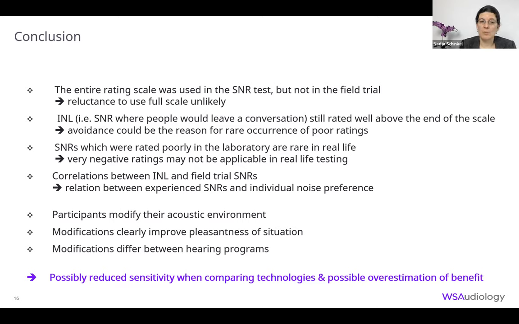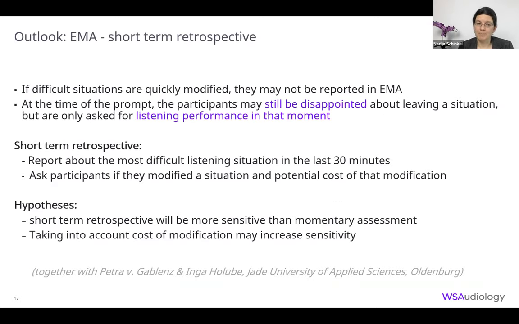And we have seen correlations between the unacceptable noise level and the SNR experienced in real life. So there is some kind of relation, but we don't know whether that's really confirming our hypothesis or whether it's the other way around. We have seen that participants modify the acoustic environment several times per day, and that these modifications clearly improve the pleasantness of the situation, and that these modifications can differ between hearing programs, and this could lead to a reduced sensitivity when we are comparing different technologies, and also to an overestimation of the benefit of those technologies. So where are we going from here?